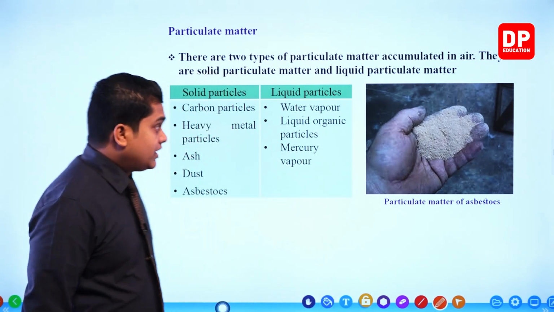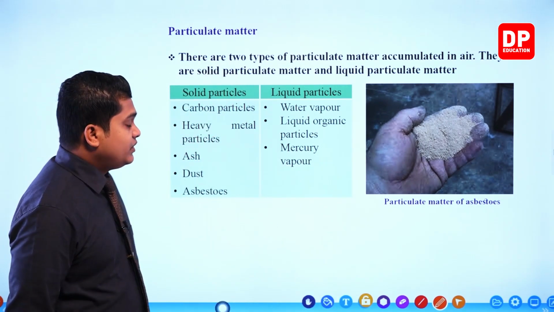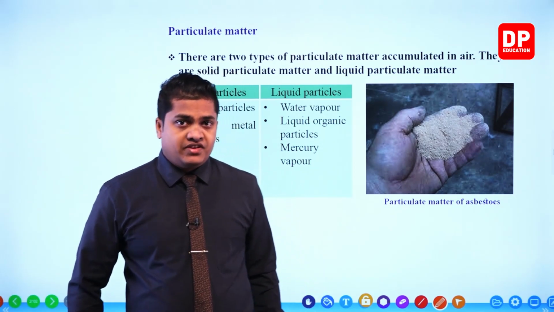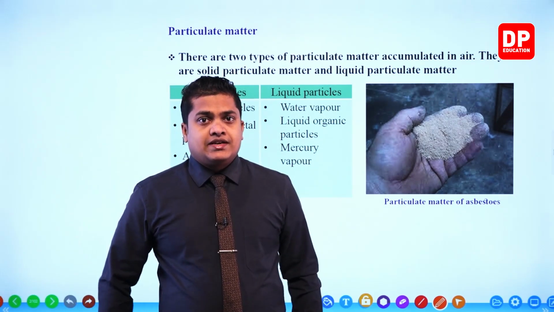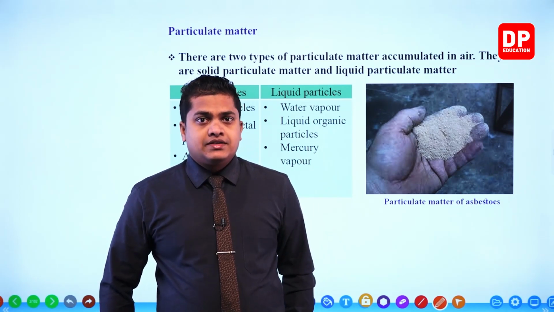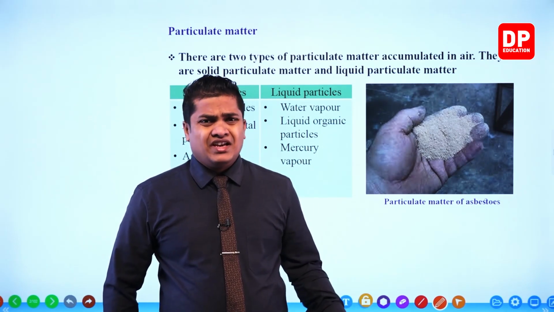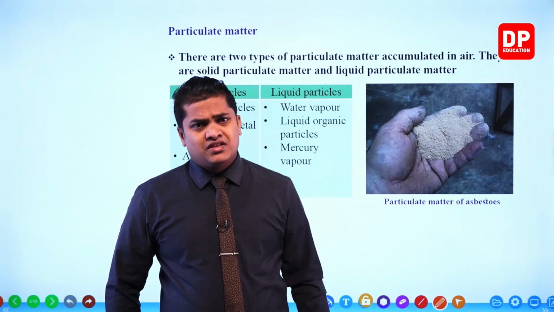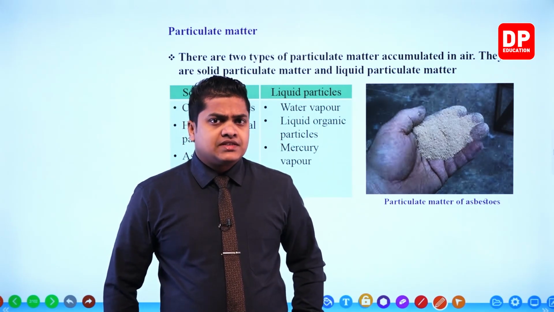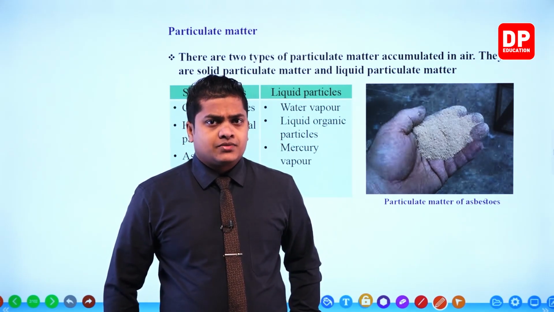Then my dear children, you are given heavy metal particles. We discussed the heavy metal particles previously, right? So there are several ways which the heavy metal particles can be added to the environment, like from electronic waste, from agrochemicals and so on. Okay, we discussed earlier about these heavy metal particles, right?